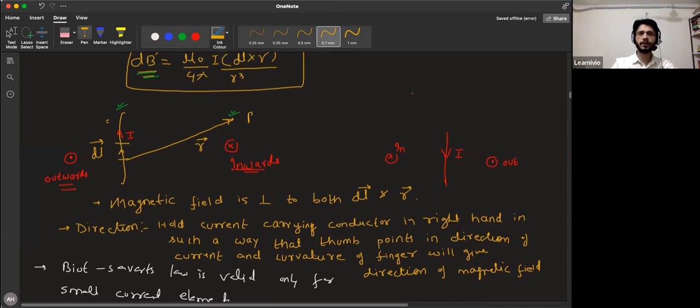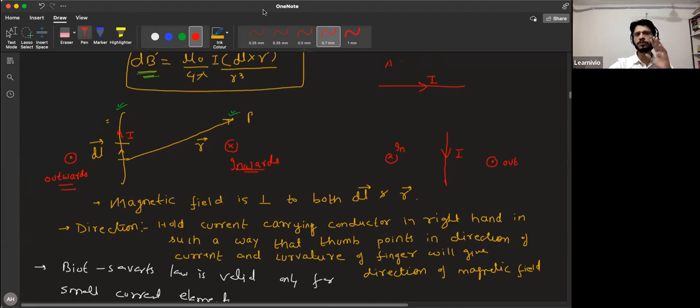There's one more, let's take one more example. What if the current is going in this direction? Minashi, what will be the sense of the magnetic field now? Anti-clockwise. Okay, at this point A, inwards or outwards, what will be the direction of the magnetic field, Minashi? Outwards. Okay, what about the rest?